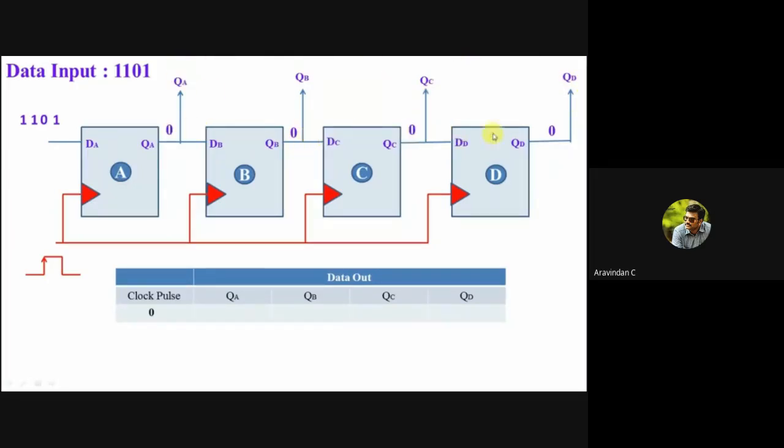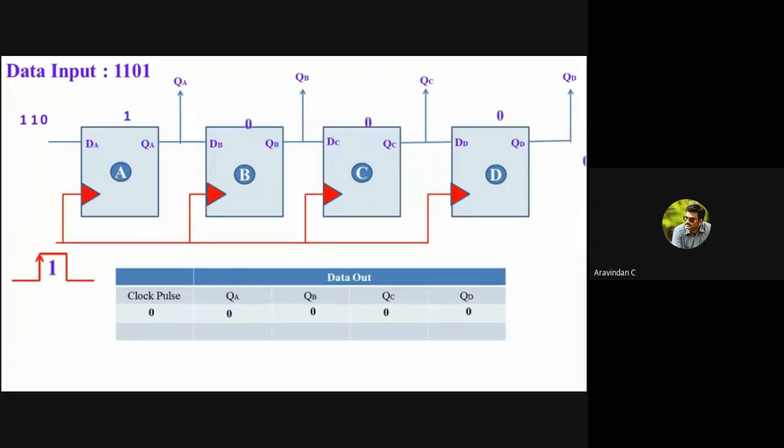Initially, all outputs become 0, 0, 0. Without a clock pulse, all the data is 0, 0, 0. Next, we are going to apply the first clock pulse. What is happening here? During the first clock pulse, the data is entered like that. The first output: QA becomes 1, QB becomes 0, QC becomes 0, and QD becomes 0. This is the first data output.